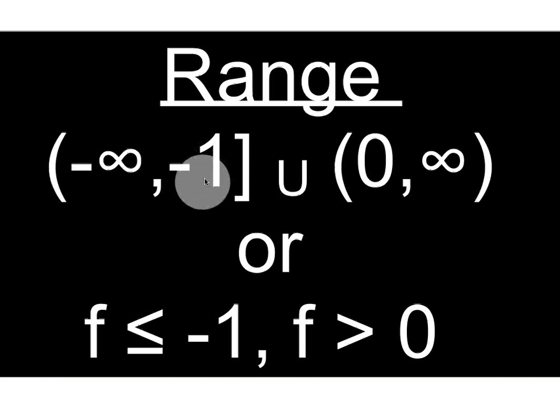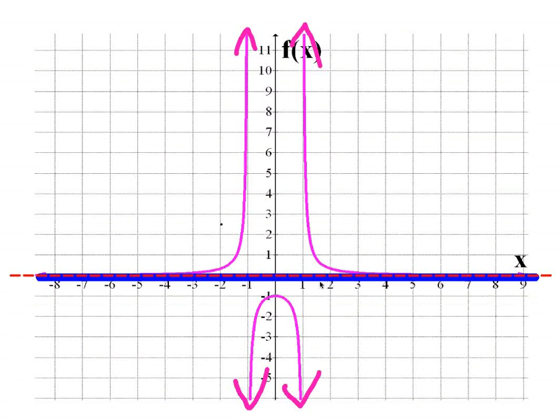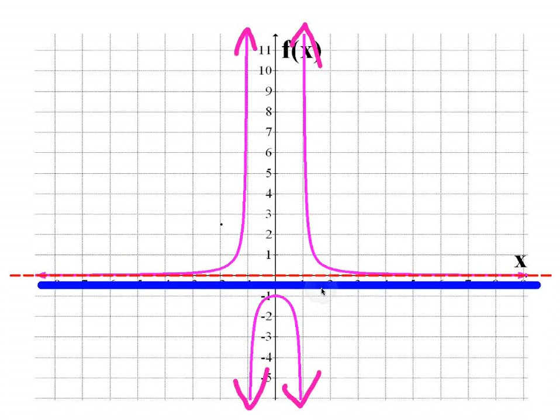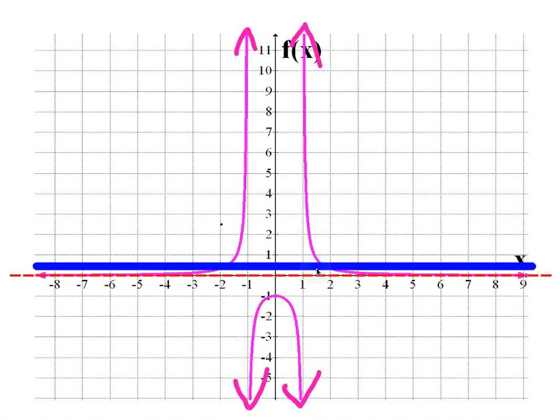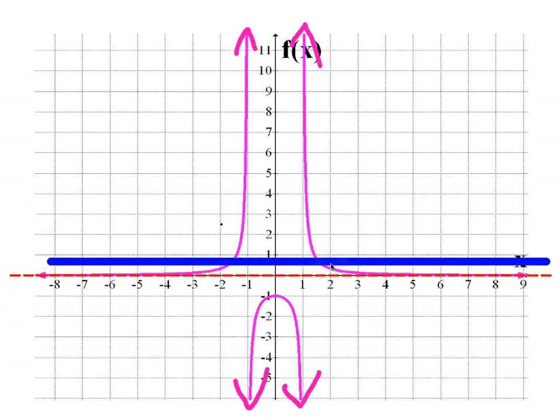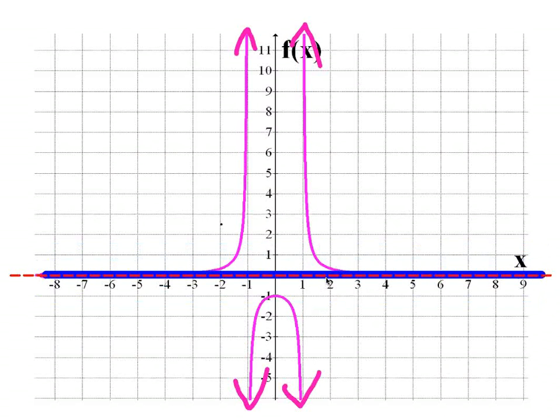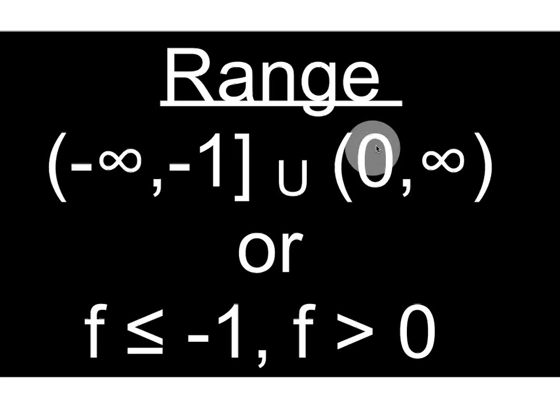Okay, so now that we've included -1, let's move on to the rest of the graph. Since there's a gap here, we really can't start touching until after this asymptote. This asymptote, this dotted red line, means it doesn't touch f of x equals 0. So it's got to be after 0 before it starts touching. And so when we go to write the range, we have to put parentheses 0 because of that asymptote.